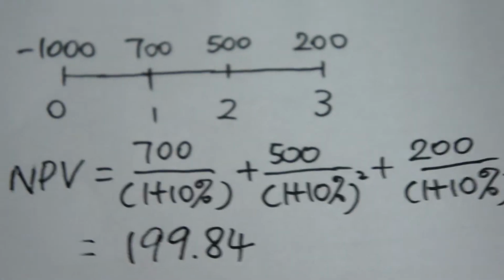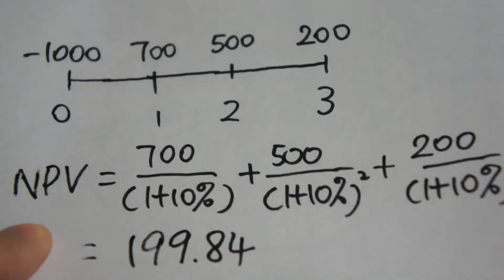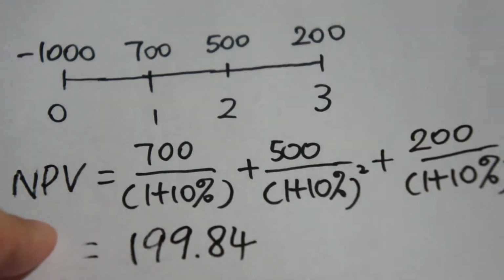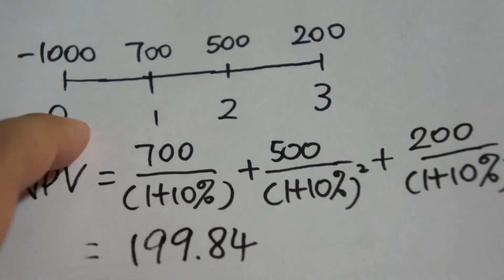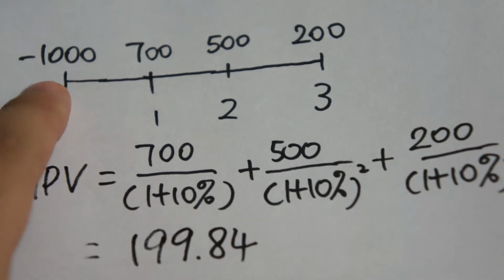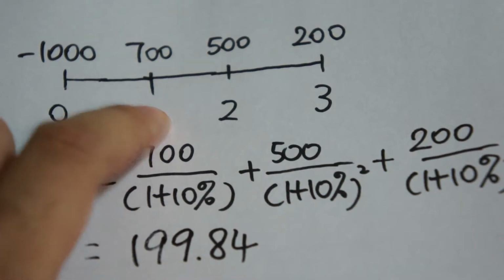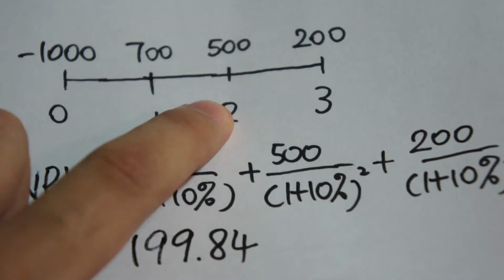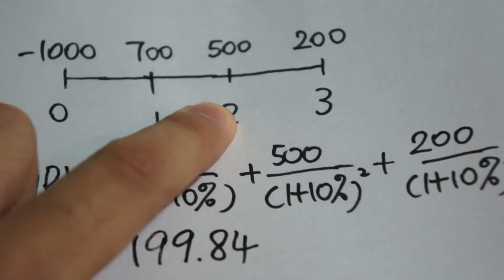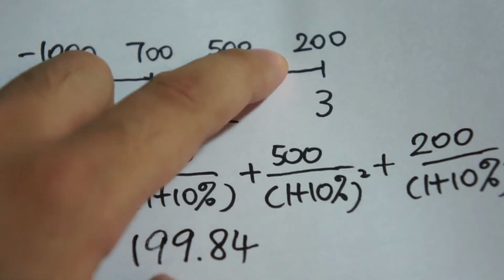For how to calculate the result, here is one of the illustrations. As you can see, there is a timeline that you need to draw before you do any calculations. For 0, the time at present, we write minus 1,000. Then 1 means 1 year later, 700. 2 means 2 years later, we receive 500. 3 means 3 years later, we receive $200.